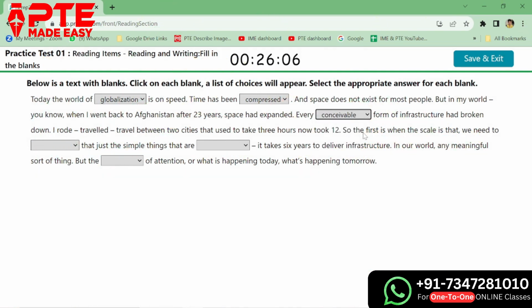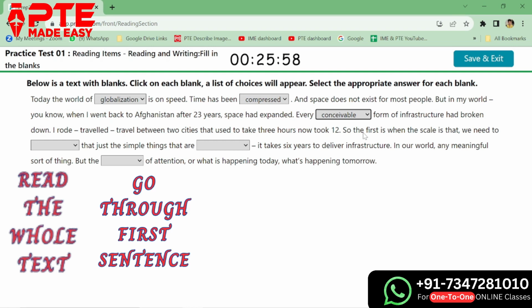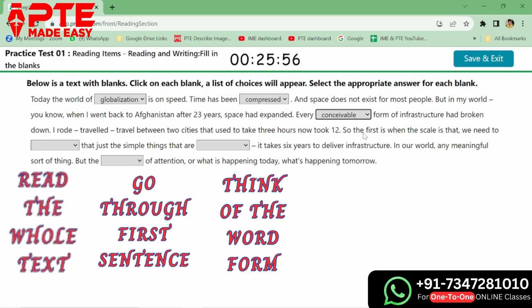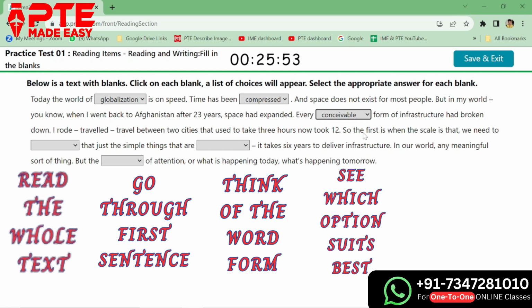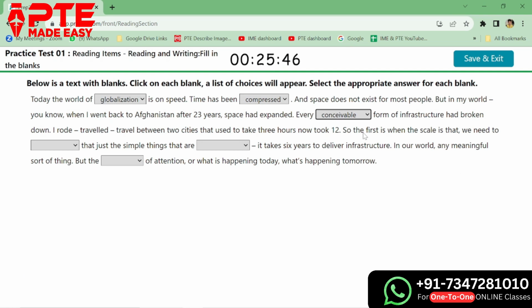So conceivable. The most important thing here is read the whole phrase once, then go through the first sentence, think of the word form. After thinking of the word form, see which option suits best, and later on, after filling it in with the suitable option, check the meaning, whether the meaning matches or not. So every conceivable form of infrastructure had broken down. I wrote, traveled between two cities that used to take 3 hours, now took 12, as in 12 minutes. So time has been compressed.